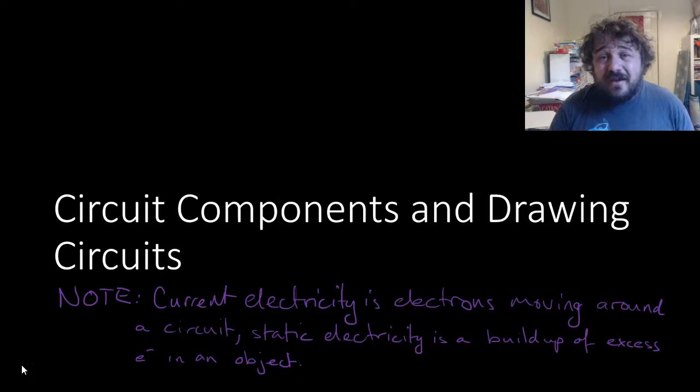Alright, so today we're going to look at the circuit components. So what are the main features of a circuit and how to draw one. Now we need to note that we're talking about current electricity. This is electricity or electrons moving around a circuit. Static electricity is a buildup of excess of electrons in an object and not what we're talking about.